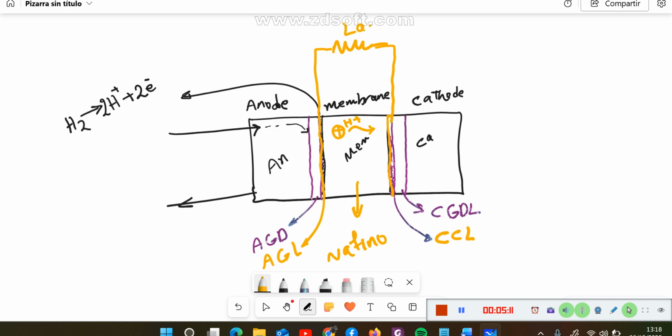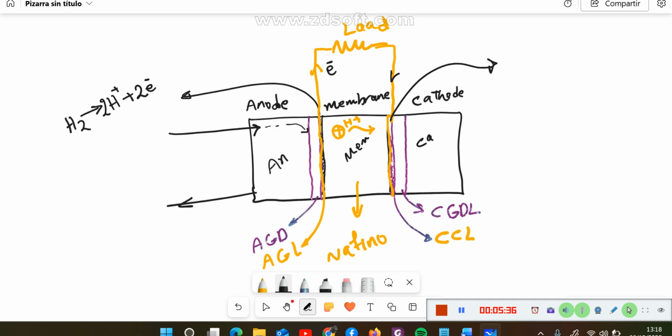We call it here a load. The electrons pass through this electric circuit and generate usable electric current for us, and then come back to the cathode side.